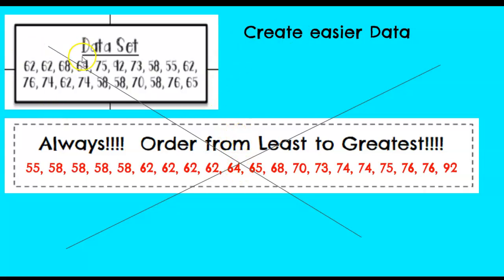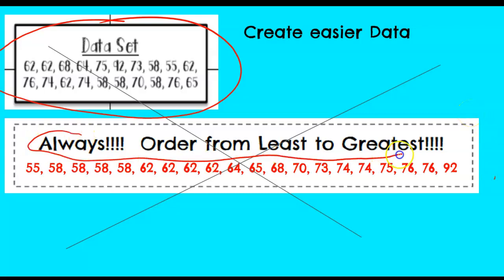But here's a data set up here at the top of the screen. And when you have a data set, especially a big one, you always order it from least to greatest. That is one of the best pieces of advice you're going to get all unit. Always order it from least to greatest. If you don't do that, you're going to make mistakes. Okay?